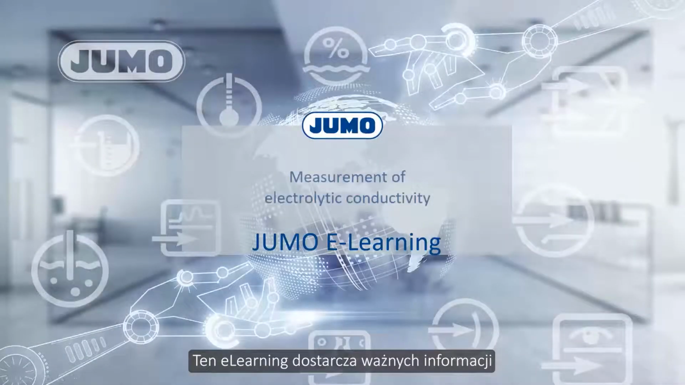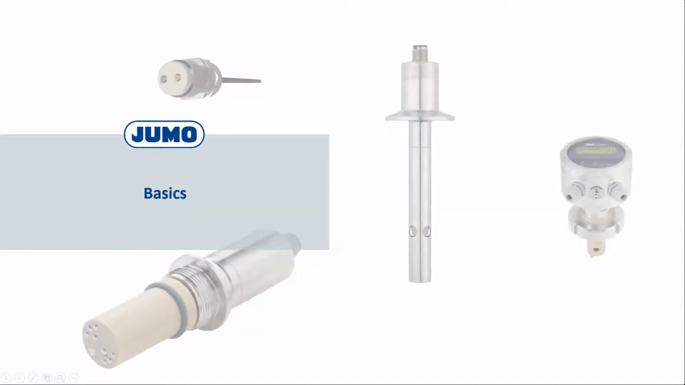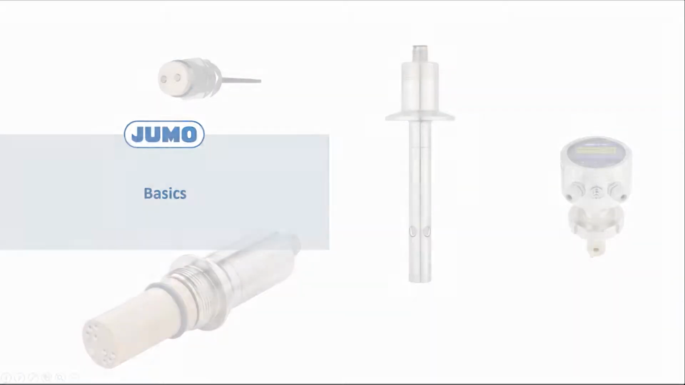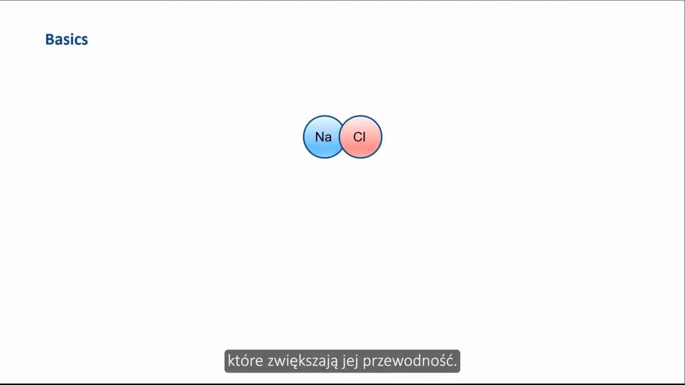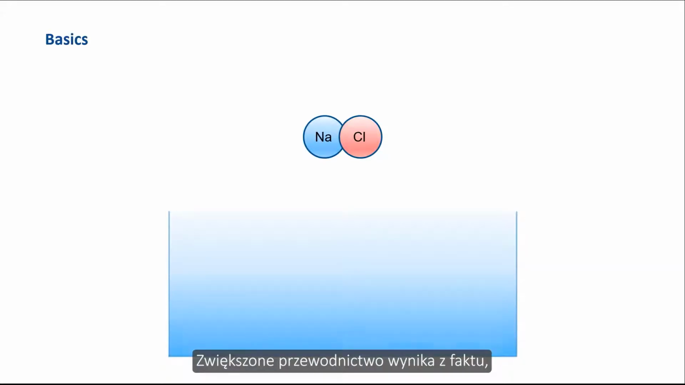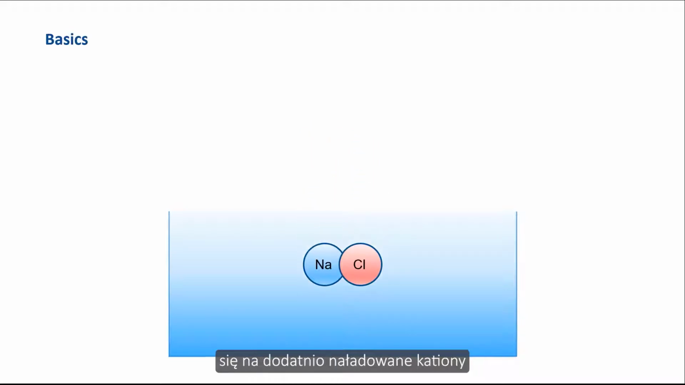This e-learning provides important information for the measurement of electrolytic conductivity. Most solids dissolved in water are salts, which increase the conductivity of the water. The increased conductivity results from the fact that water-soluble salts in water decompose into positively charged cations and negatively charged anions. This process is called dissociation.